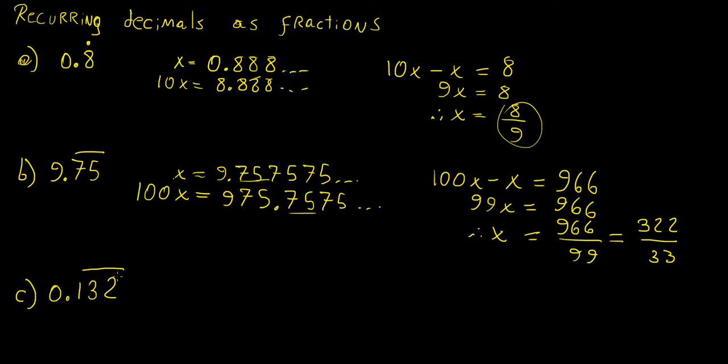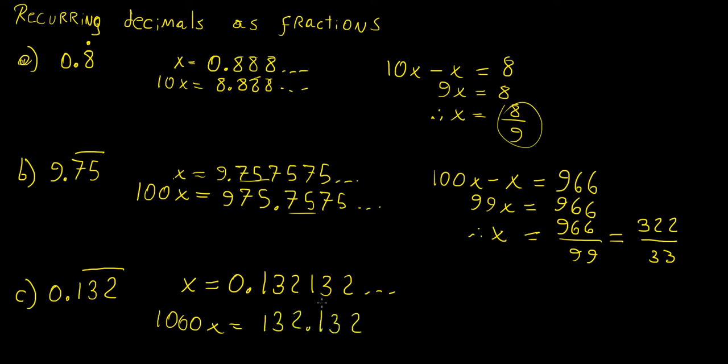For this one we have 3 decimal places, so same procedure as before. The pattern has 3 digits repeating, 1, 3, 2, and so on. Now obviously we want to try to grab one single pattern, so we're going to have to multiply it by 1000. So it's going to become 132.132. So these parts are going to cancel out. 1000x minus x. All of this is going to come down to 132.